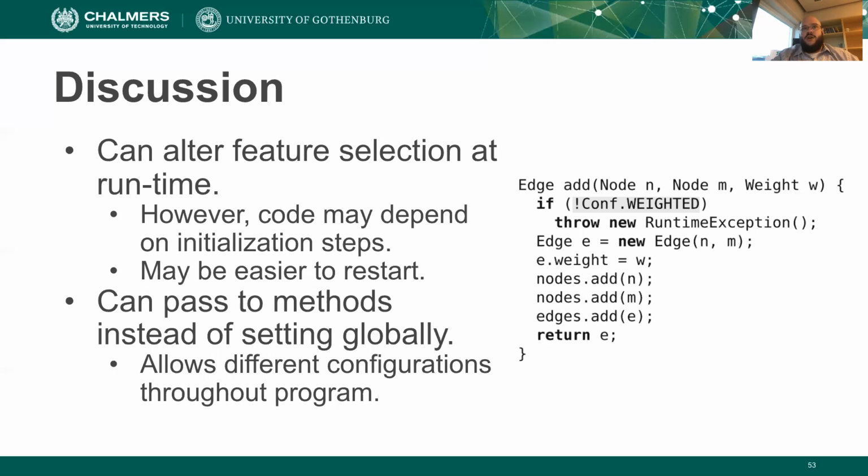An advantage of passing configuration parameters as method arguments is that different parts of the control flow can be configured differently. So we can use colored graphs and uncolored graphs in the same program. So that's one good side of this.